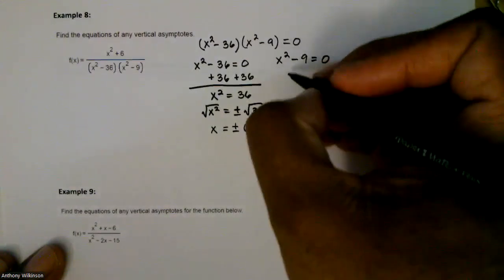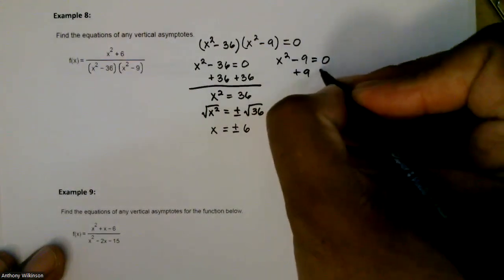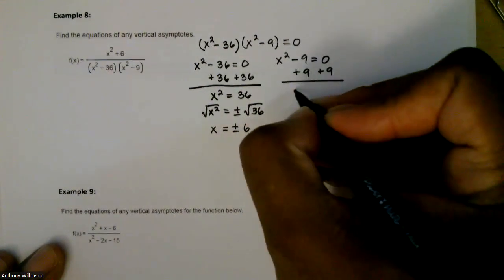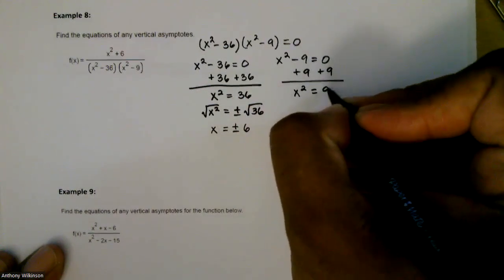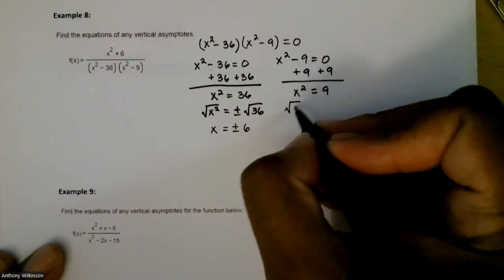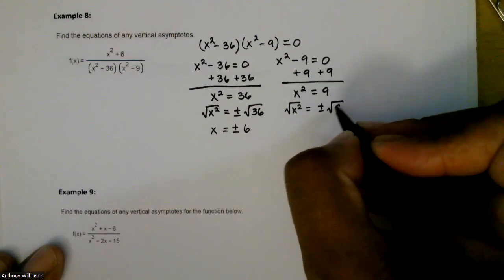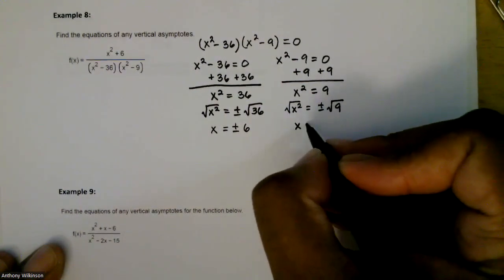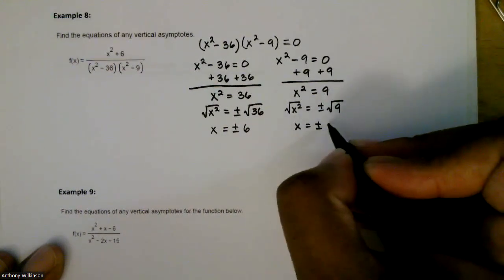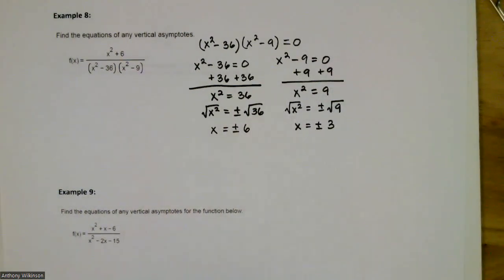And then for the x squared minus 9 equal to 0, if I add 9 to both sides, that means x squared is equal to 9. And again, I'm going to take the square root on both sides and include a plus or minus symbol. So the square root of x squared will be x equal to plus or minus the square root of 9, which is 3. Now what this means here is this: I have 4 vertical asymptotes.